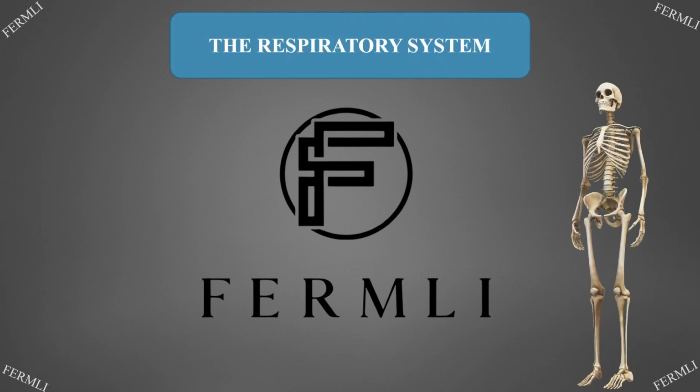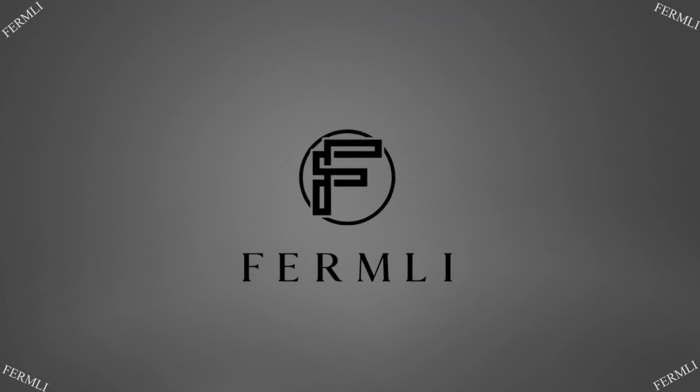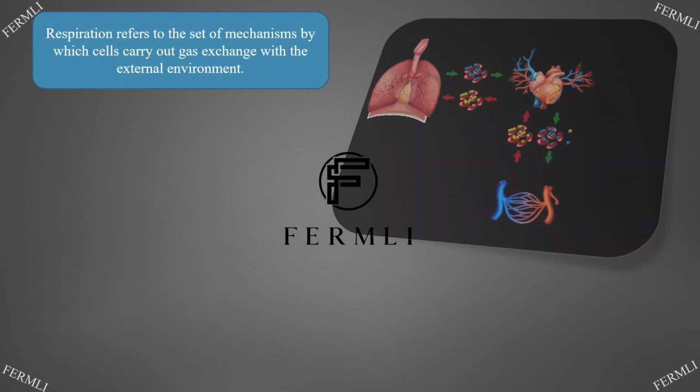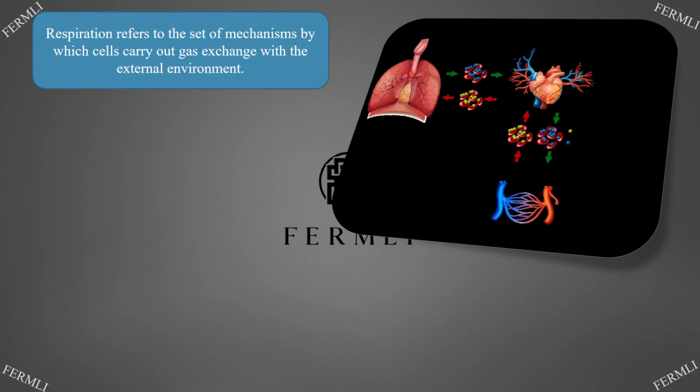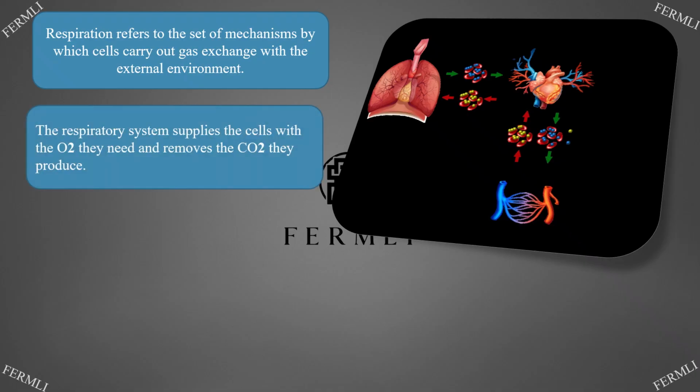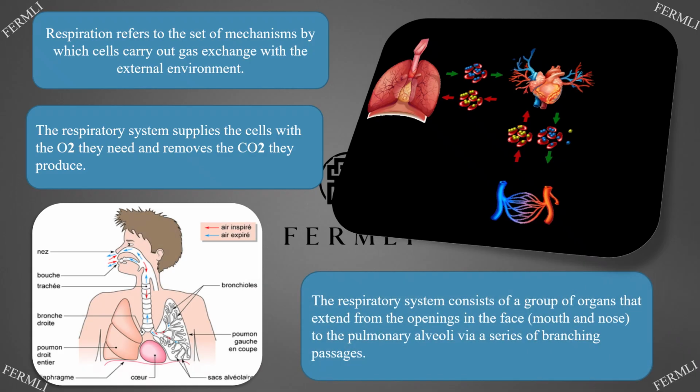The respiratory system. Respiration refers to the set of mechanisms by which cells carry out gas exchange with the external environment. The respiratory system supplies the cells with the O2 they need and removes the CO2 they produce. The respiratory system consists of a group of organs that extend from the openings in the face, mouth and nose, to the pulmonary alveoli via a series of branching passages.